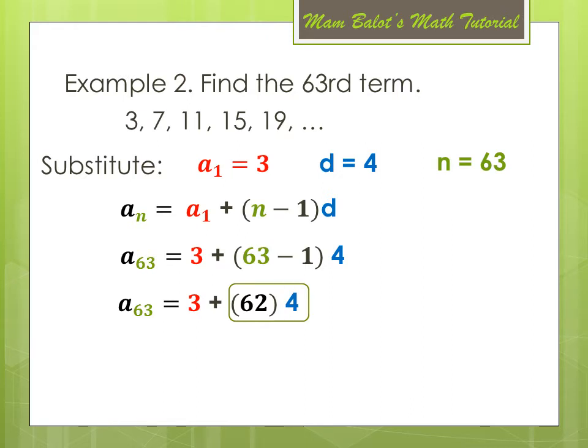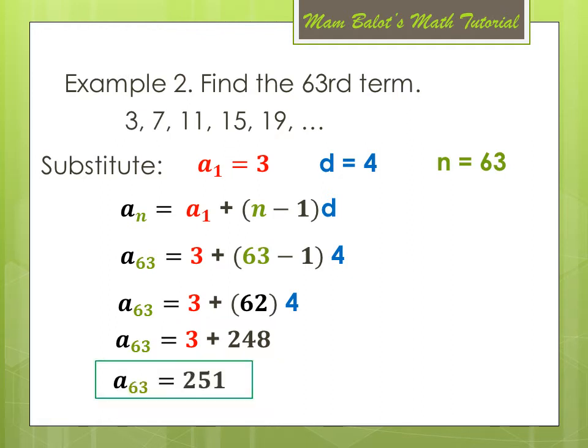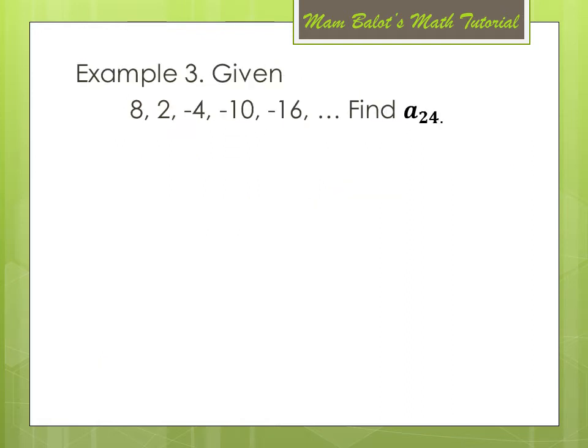Then we multiply 62 times 4, so we have 248. And add 3 plus 248, so we get 251. So 251 is the 63rd term of the given sequence.